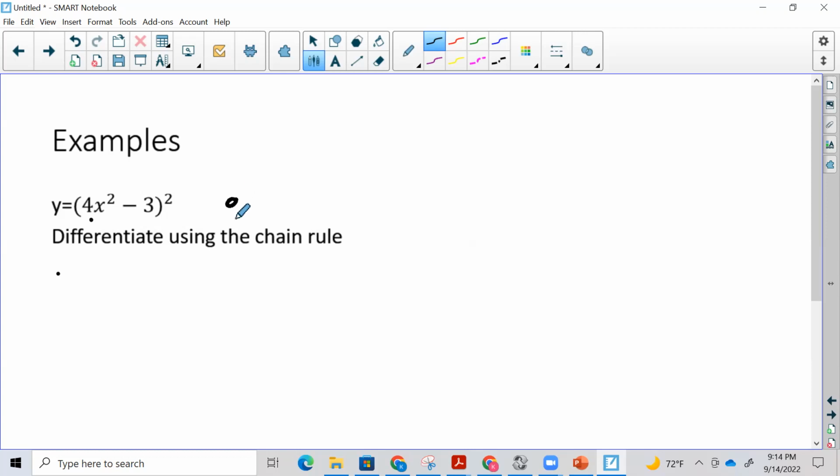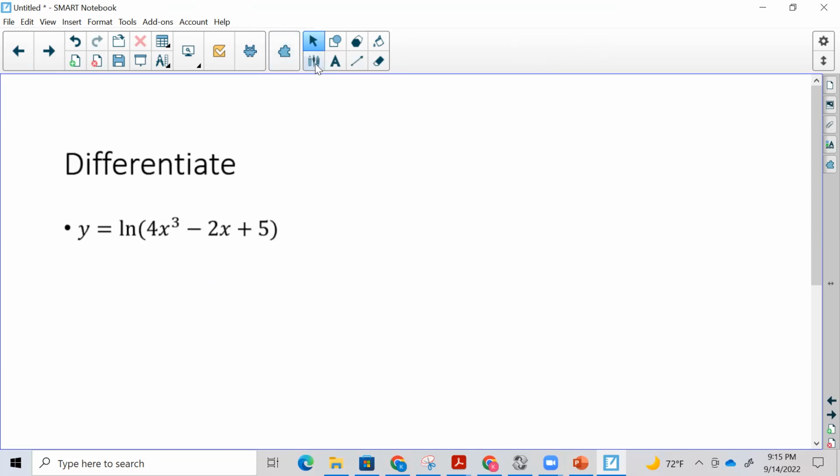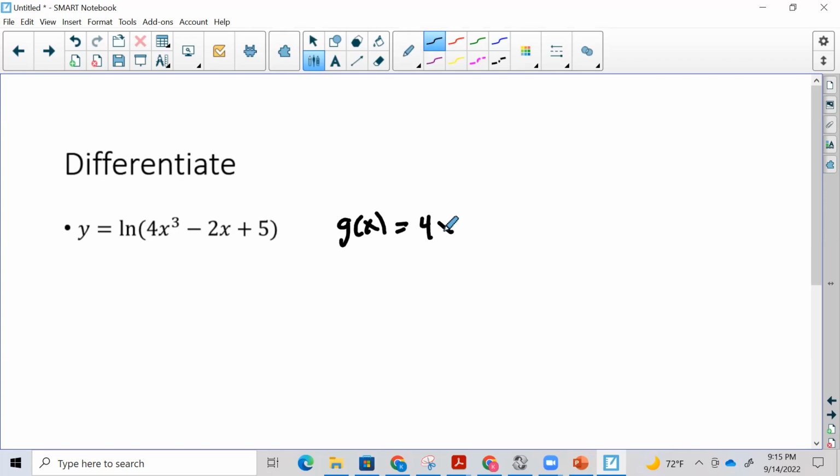where our g function, that inside function, would be the 4x squared minus 3. And then my f of x would be like x squared. That's the outside function. Another example would be y equals ln of 4x cubed minus 2x plus 5. Again, that inside function is 4x cubed minus 2x plus 5, and the outside function is the ln of x.